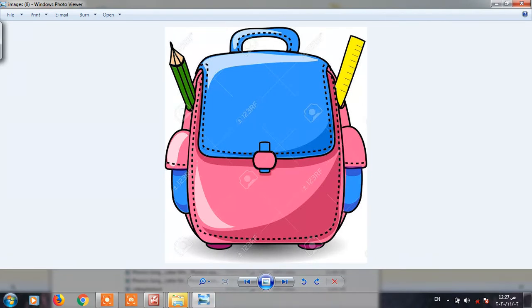Can you tell me what's this? This is a bag. Repeat. Bag. How many bags are there? One. There is one bag. Again, there is one bag.